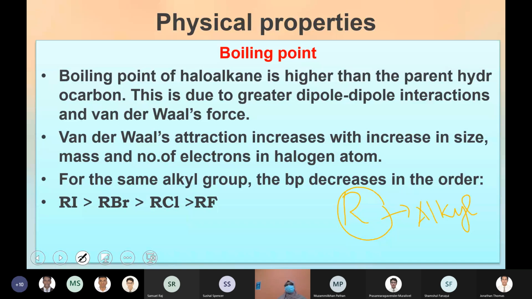So here you can see that iodo compounds have greater boiling point than fluoro compounds. What will be the reason? Because iodine is bigger, it has stronger van der Waals force. Iodine is much bigger than fluorine, so it has a higher boiling point. That means van der Waals force of attraction depends on the number of electrons. There are two factors affecting van der Waals force. The bigger the atom, the more electrons, so van der Waals force will be greater.